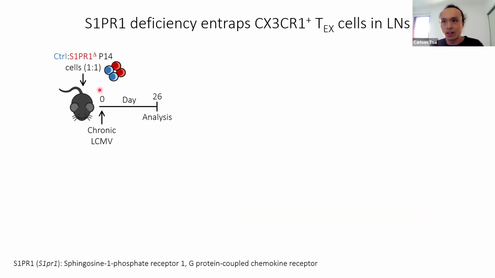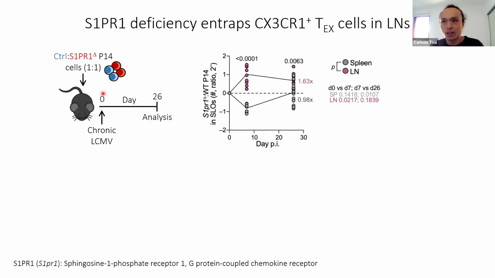So we knocked out S1PR1 in P14 cells, and we transferred the cells together with control cells into the setting of chronic infection. This time, in contrast to the CCR7 knockout, we have a very different picture in terms of tissue distribution. We found that S1PR1 knockout cells were basically trapped in the lymph node.